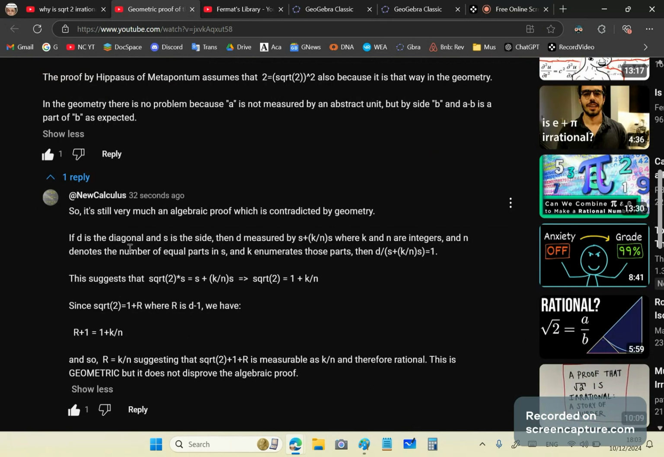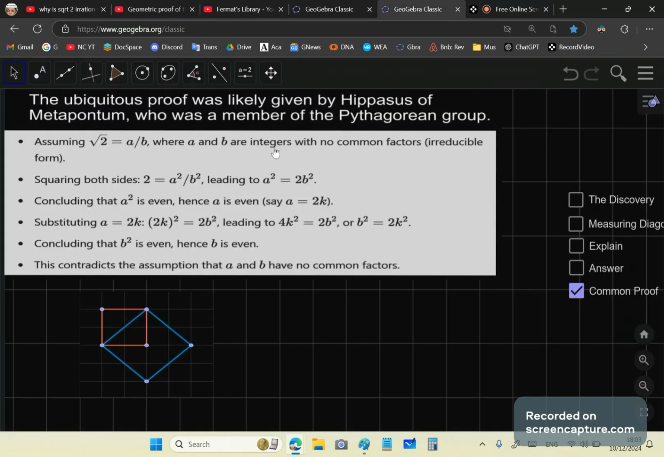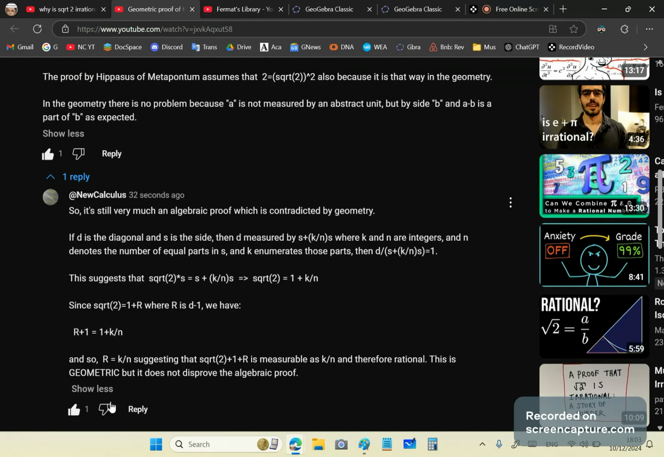So if D is the diagonal and S is the side, and of course, I've explained this stuff to you in this applet here, okay? And then we have these results. We have that this is geometric, but it does not disprove the algebraic proof. In other words, you could get something like the remainder portion being equal to k over n, suggesting that it's rational, but it's not. So there you have it.